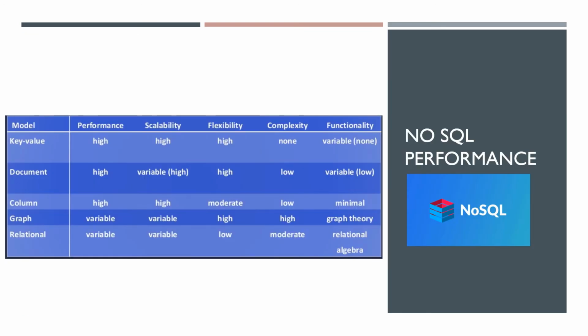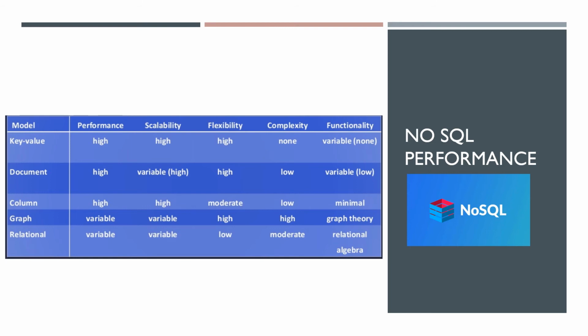Here we have a table illustrating the performance of NoSQL in terms of performance, scalability, flexibility, complexity, and functionality. For key-value, we have high performance, high scalability, high flexibility, and none for complexity and variable functionality. For the document, we have high performance, variable scalability, which we can also consider as high, high flexibility, low complexity, and low functionality.